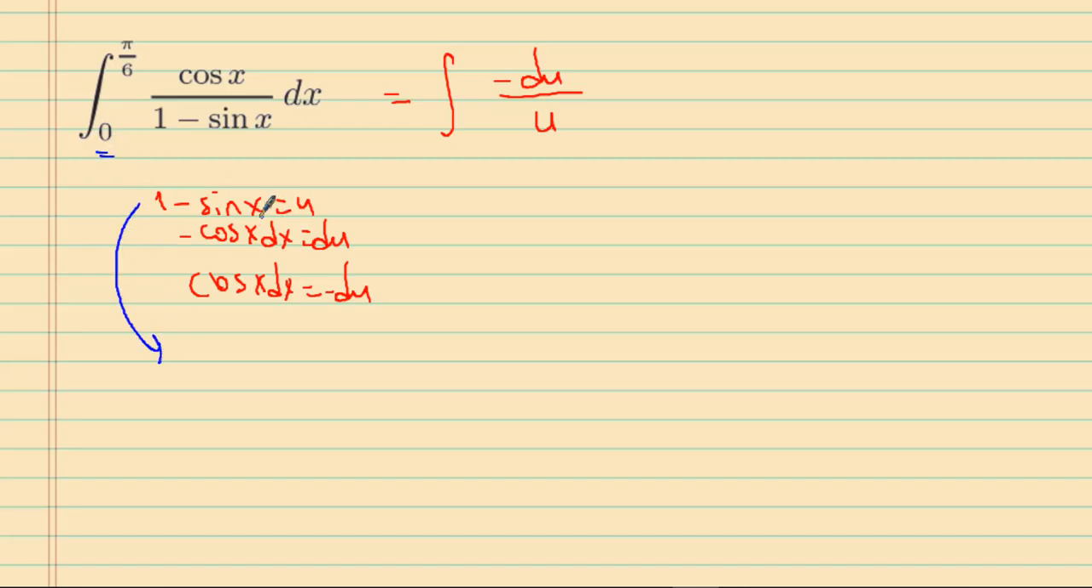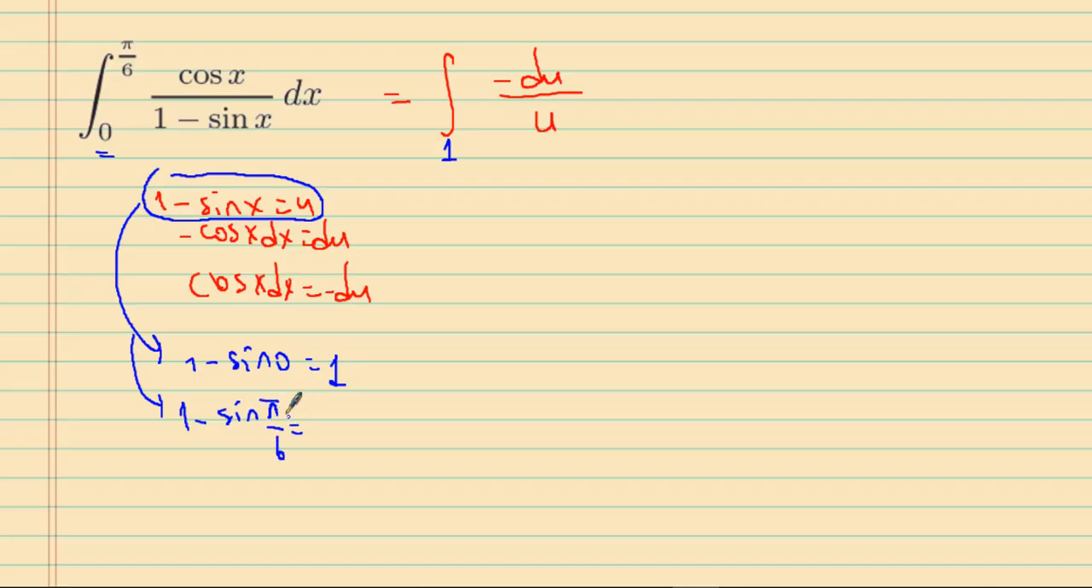When x equals 0, I put it in the first expression. So it's 1 minus sine 0. Sine 0 is 0, so it will be 1. So the lower boundary will be 1. And the upper boundary will be, when I put pi by 6, 1 minus sine pi by 6. We know that sine pi by 6 is 1 by 2, and 1 minus 1 by 2 is 1 by 2 again. So it will be 1 by 2. Yeah. So let's do it.